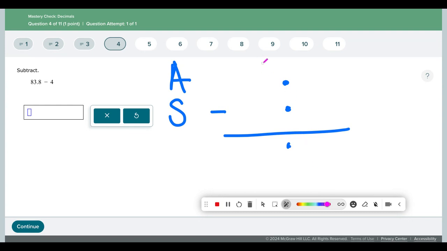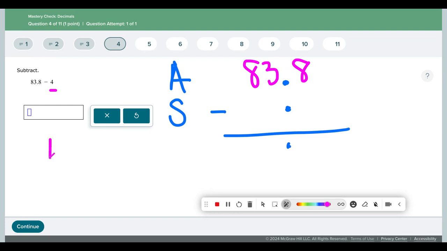Okay, so I have 83 and 8/10. So I'm going to fill that in. And then I have 4. This is where kids get kind of confused, right? It's the number 4. It doesn't have a decimal in it. So where is it supposed to go, right?